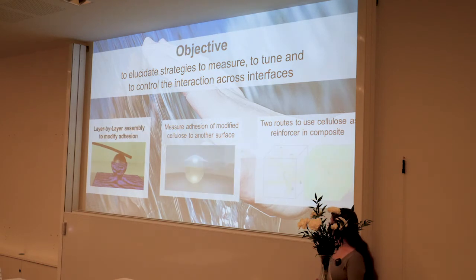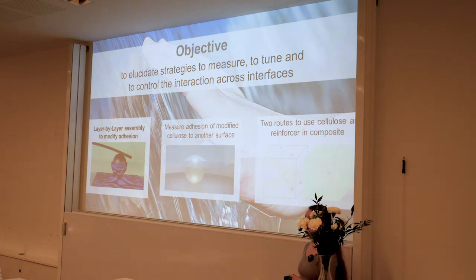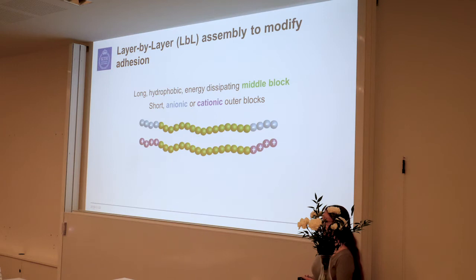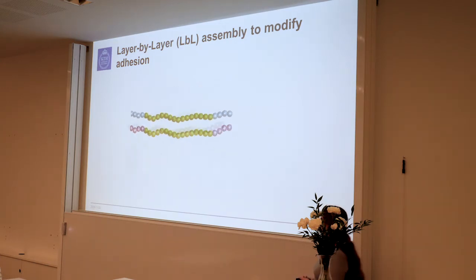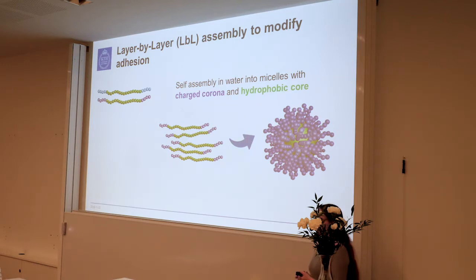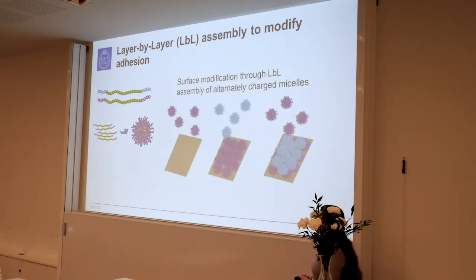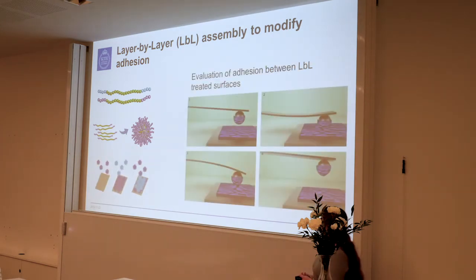So then, on to the first track with layer-by-layer assembly to modify adhesion. Here we synthesize tri-block polymers with a long hydrophobic mid-block, which dissipates energy, and short anchoring outer blocks of either cationic or anionic nature. These tri-block polymers formed micelles in water dispersion with a hydrophobic core and a charged corona. Then we use those charged micelles to build up this layer-by-layer structure, alternately adsorbing the cationic and then the anionic samples. And then we looked at the adhesion of those layer-by-layer modified surfaces.